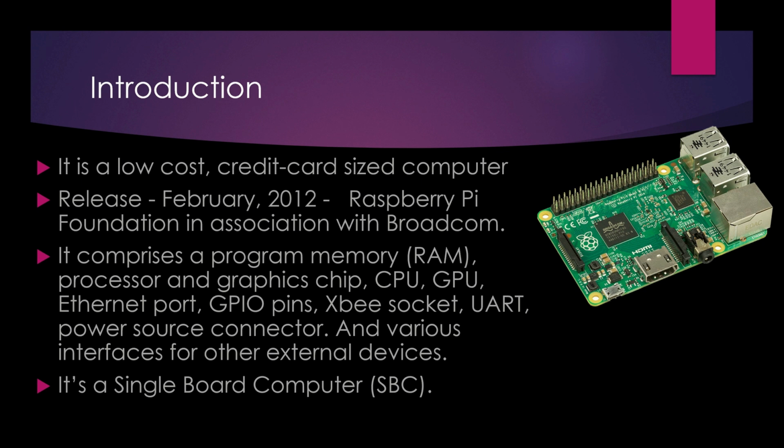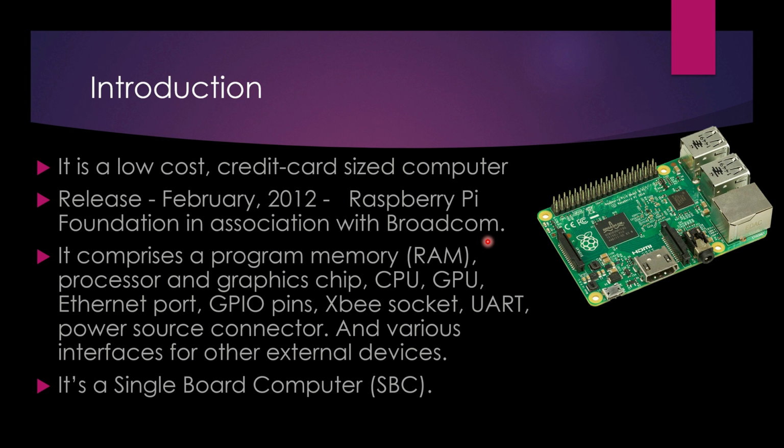One interesting fact is that the name Raspberry Pi was chosen with raspberry because of the tradition of naming early computer companies after fruit, just like Apple. And Pi is a reference to the Python programming language. The first model of Raspberry Pi was released in February 2012 by the Raspberry Pi Foundation in association with Broadcom.